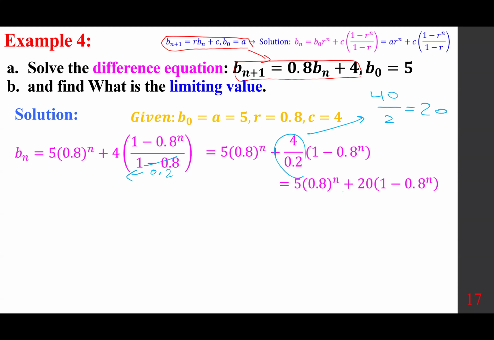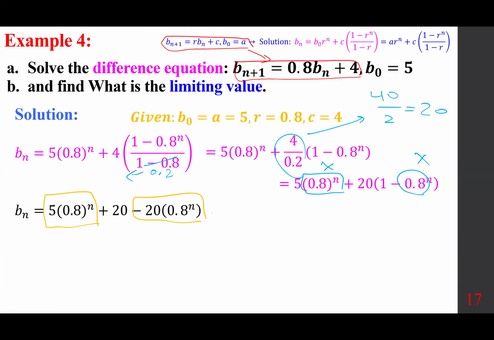Now, please understand, if you assume 0.8 to the power of n is like x, what you have here is 5x plus 20 minus 20x. So assume this is x, okay, if that makes it easier. So you can combine these two, 5x minus 20x into minus 15x. So the answer is 20 minus 15x, or minus 15 times 0.8 to the power of n. The reason we do that, now it's ready for the last part.